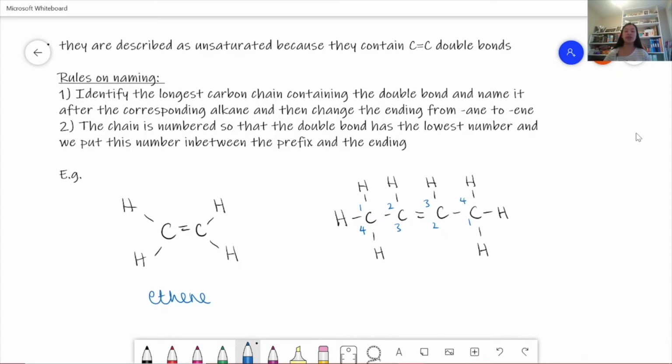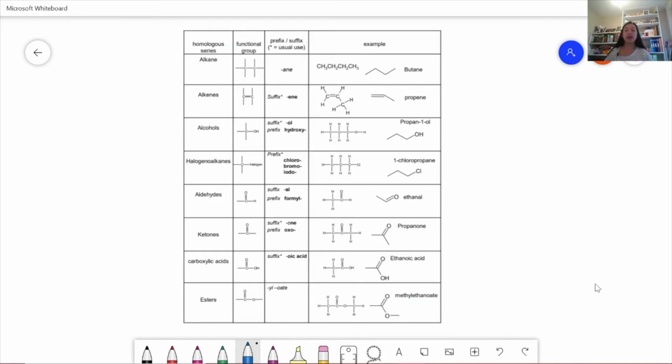It actually doesn't matter which way around we label it, because the molecule is actually symmetrical. And so we can take any of these numbers. So I'm just going to take the top one. And so it needs a 2. So because it's got 4 carbons, we call it but. And then we put a dash. And then the double bond is on the second carbon. So this is but-2-ene.